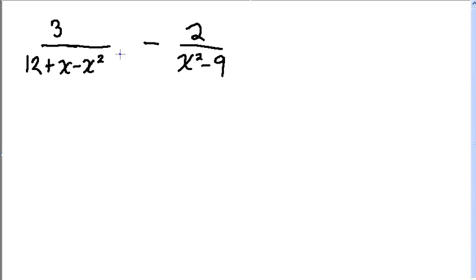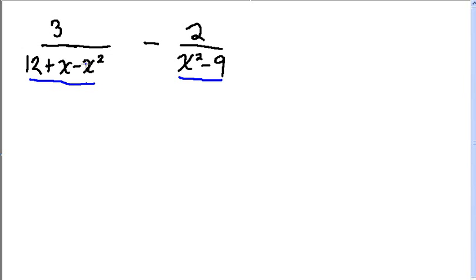Hi, this video is an example of a subtraction of rational expressions. Now remember, whenever we add or subtract, we have to come up with a common denominator. We do that by finding the least common denominator of all terms. In this case, I'm going to find the least common denominator of 12 plus x minus x squared and x squared minus 9. The first thing I want to do is see if I can factor these denominators.